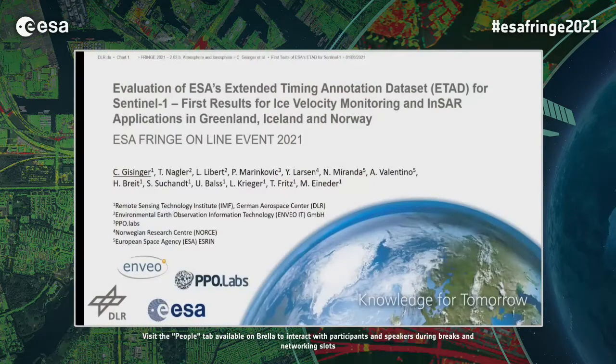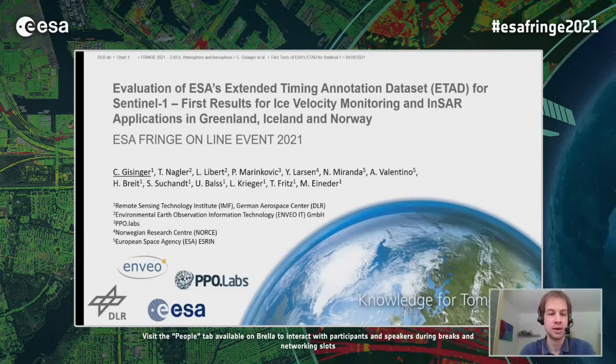So, hello everyone. I would like to give you now a brief introduction about the new ESA extended timing annotation dataset, which was also briefly mentioned in yesterday's plenary session. I want to show you what we've cooked up here and give you some ideas on what we did for the validation. Before I start, I want to acknowledge my co-authors, who are from DLR, from ESA, Norut, PPO Labs, and also from NVO, who helped us in the validation process.